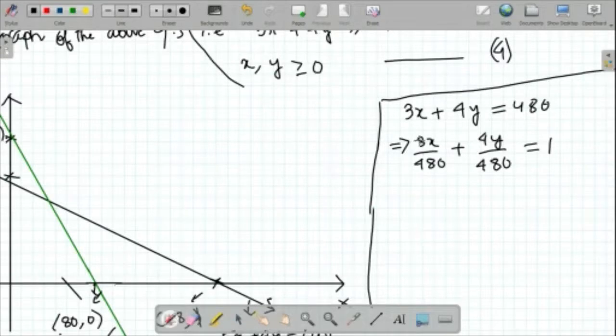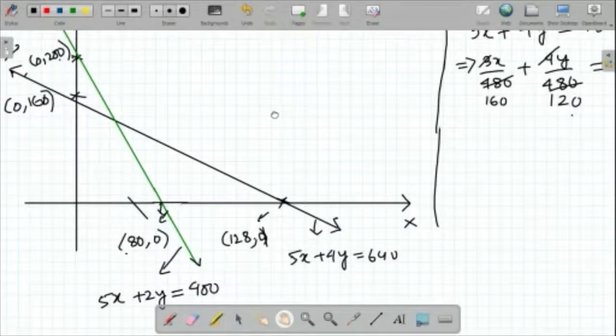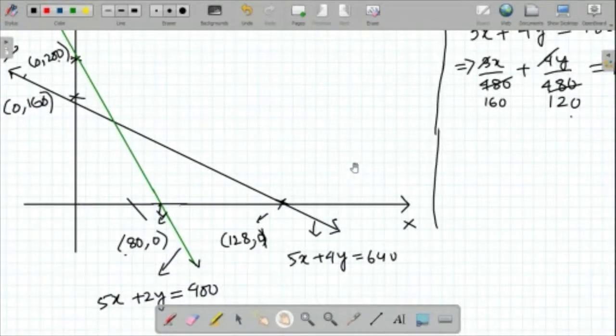And then 3 cancels this, we get 160, and 4 cancels this, so it will be 120. That means this line will intersect the x-axis at 160 and the y-axis at 120, right? So where is 160? It will be somewhere here. Let's just say this is 160.